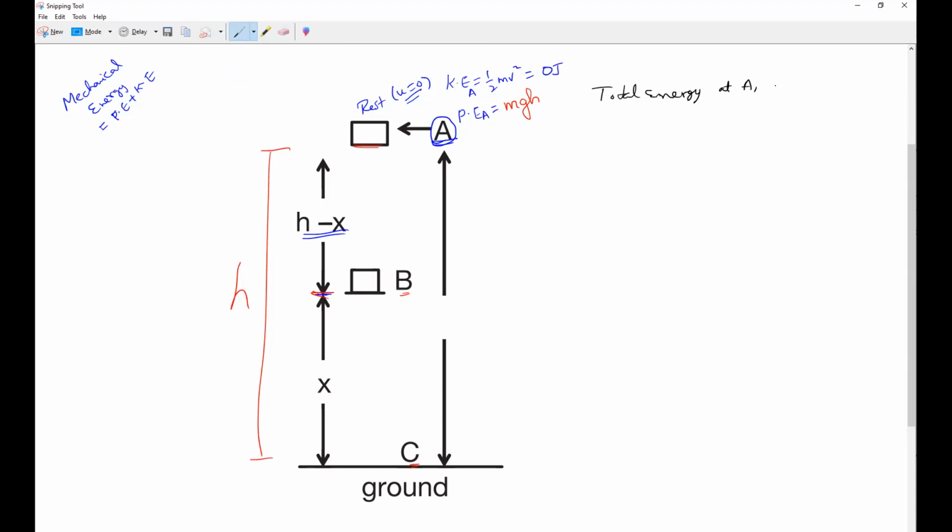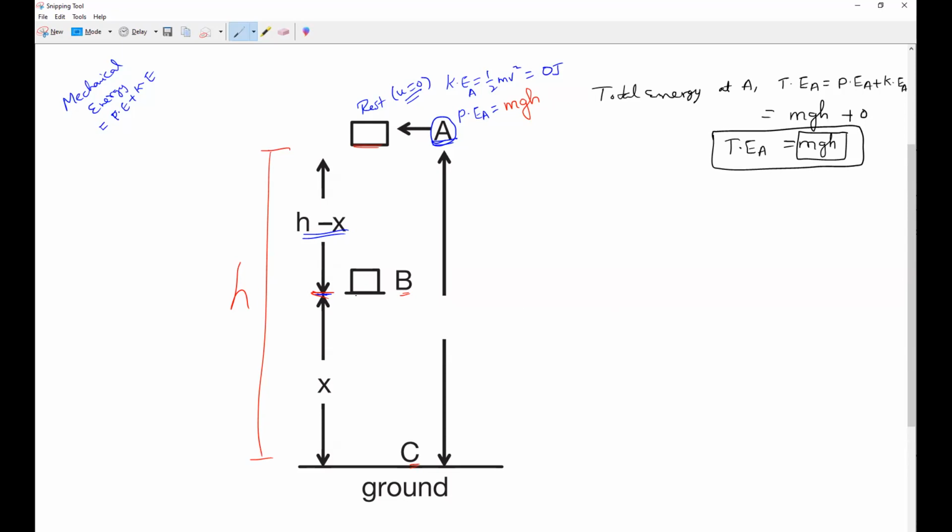Total energy at A is the mechanical energy, which is the sum of two energies: potential energy plus kinetic energy. We know that kinetic energy becomes 0, so the potential energy mgh plus 0. So the total energy at point A is equal to the potential energy mgh. Am I right or wrong, guys? Am I clear?